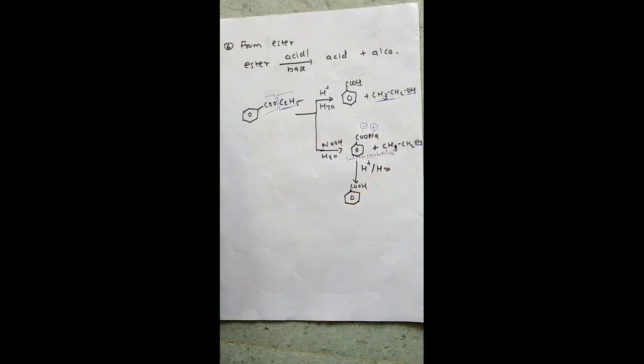So these are the 6 preparations of carboxylic acid. Most of these reactions you have learned in the previous chapter or previous standard, 11th standard. So they are comparatively easy preparations.